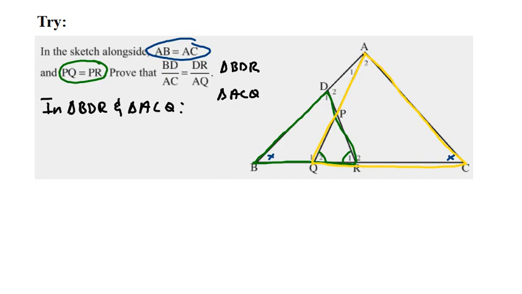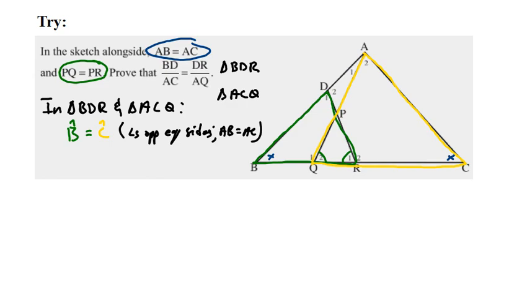On the left-hand side, I will have the angles from triangle BDR, and on the right-hand side, I'll have angles from triangle ACQ. So maybe let's color code this. Angle B is equal to angle C. My reason is very simple: angles opposite equal sides. You may want to tell the marker that you are aware of the fact that AB is equal to AC.